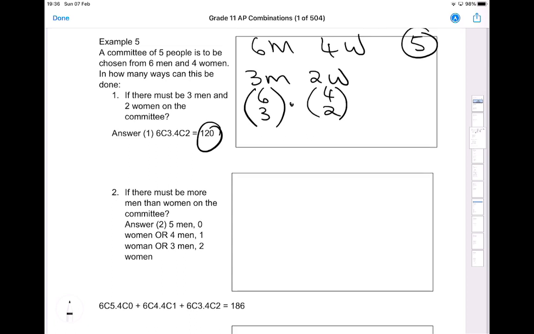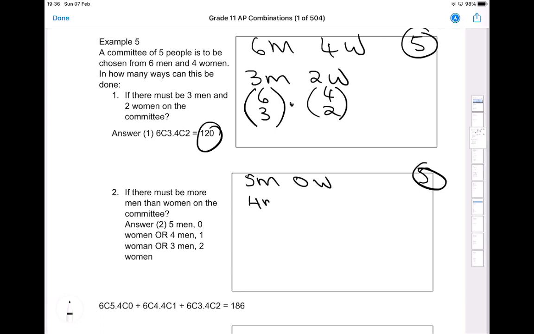Now number 2 says, in how many ways can this be done? Remember, we still want 5 people on the committee. In how many ways can this be done if there must be more men than women on the committee? More men than women. Out of the 5, remember, we have 6 men and 4 women. We want more men than women. So that means we could actually have 5 men and 0 women. That is obviously more men than women.